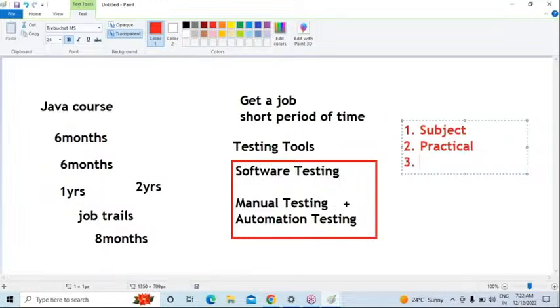Once you have done this subject learning and the practical part, what is the next thing here? Most of the people don't know. After that, what do we have to do? You just completed the training. To get a job, what do we have to do? Anyone?